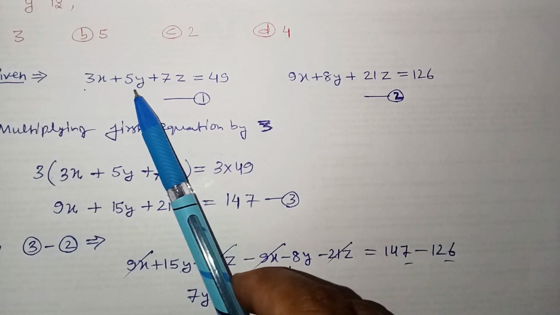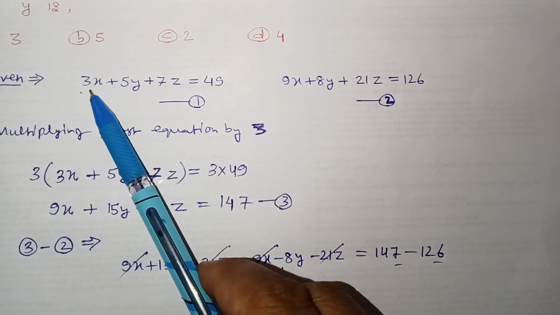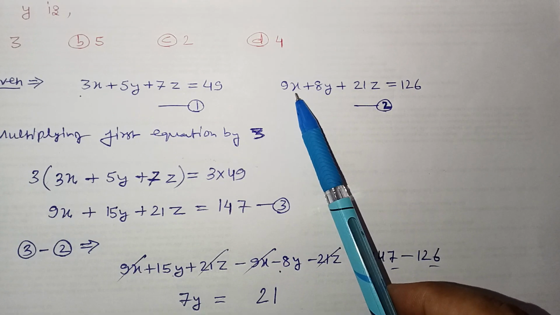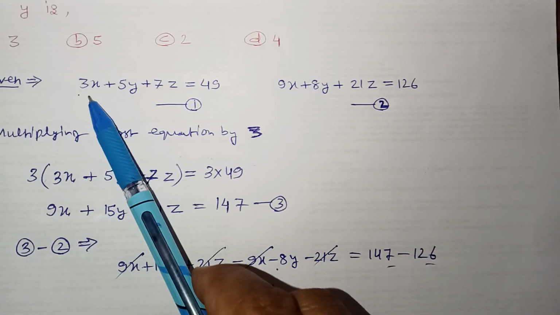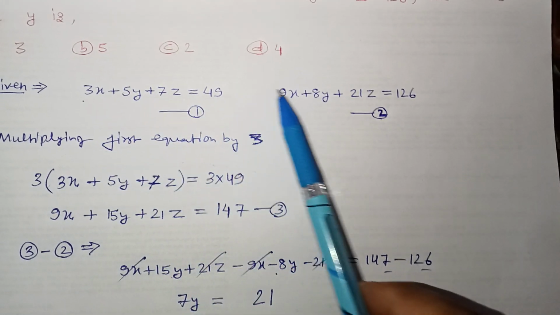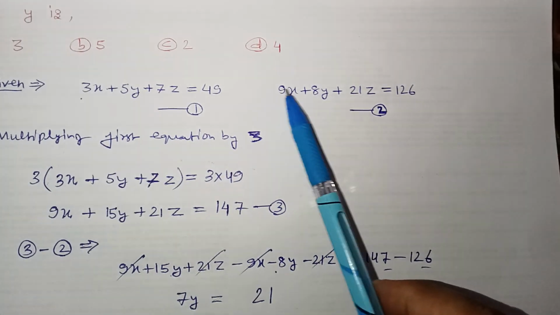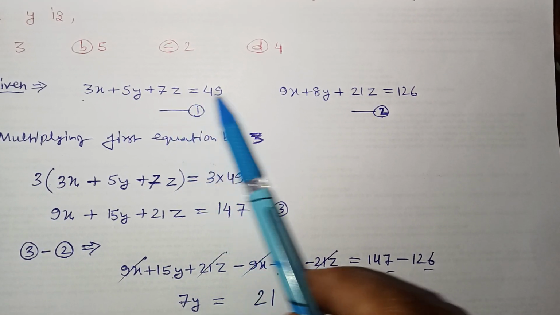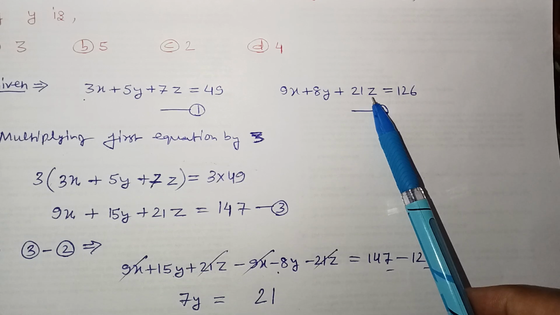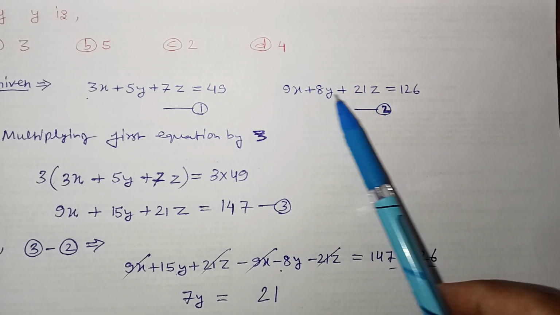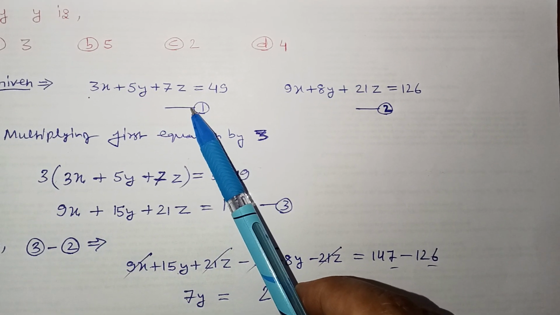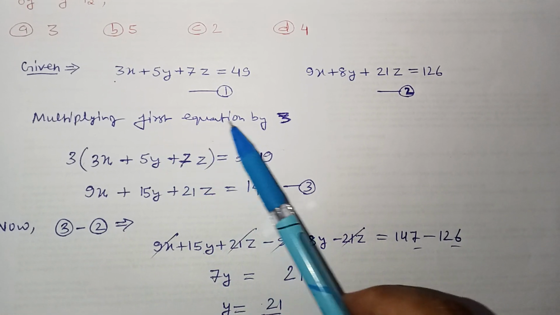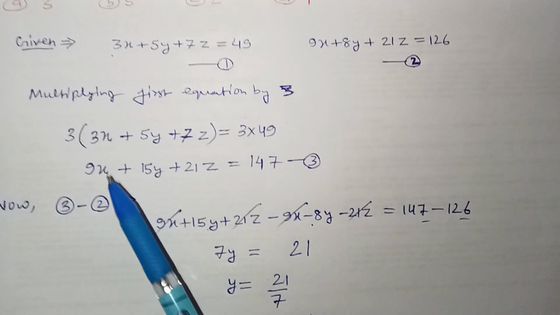In both these equations, we see that here is 3x and here is 9x. Means if we multiply by 3, here we get 9x. If we multiply by 3 continuously, 3, 7, 21, here we get 21z. So for getting the value of y, we multiply the first equation with 3 on both sides.